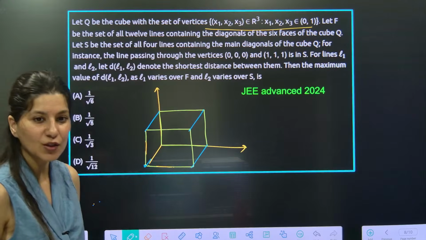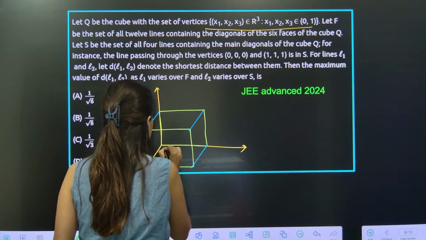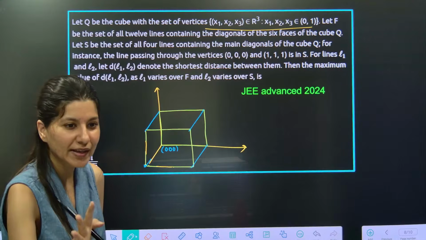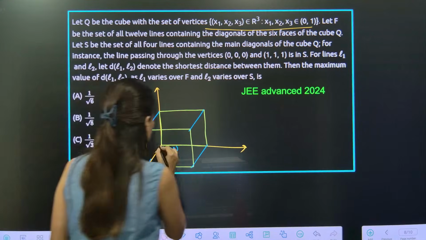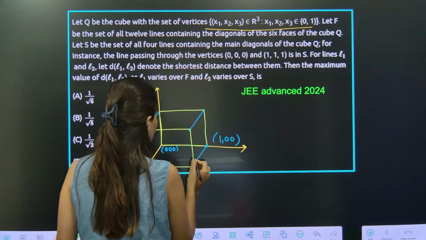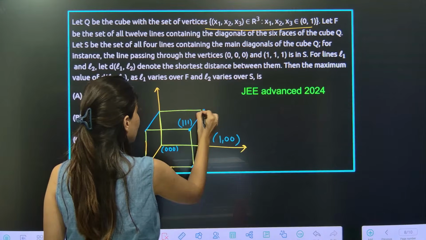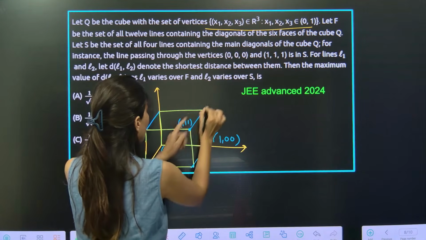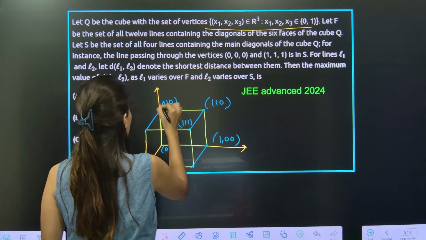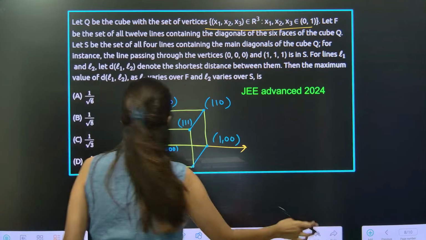Can you see this is a cube? Okay, I can write the coordinates, the vertices, also. See, this is 0, 0, 0. This is 1, 0, 0. Okay, now what about this? This is 1, 1, 1. What about this? This is 1, 1, 0. What about this? This is 0, 1, 0. And this is 1, 1... okay, not 1, 1. 0, 1, 1.